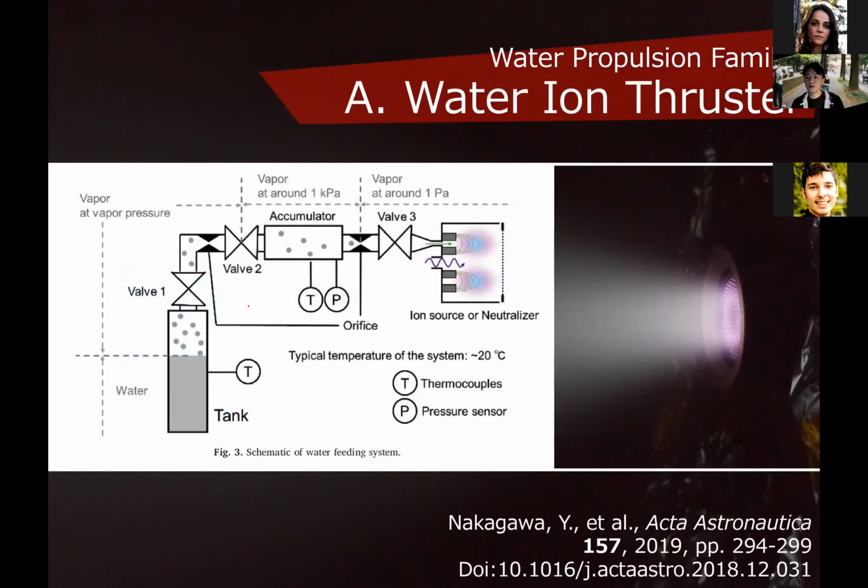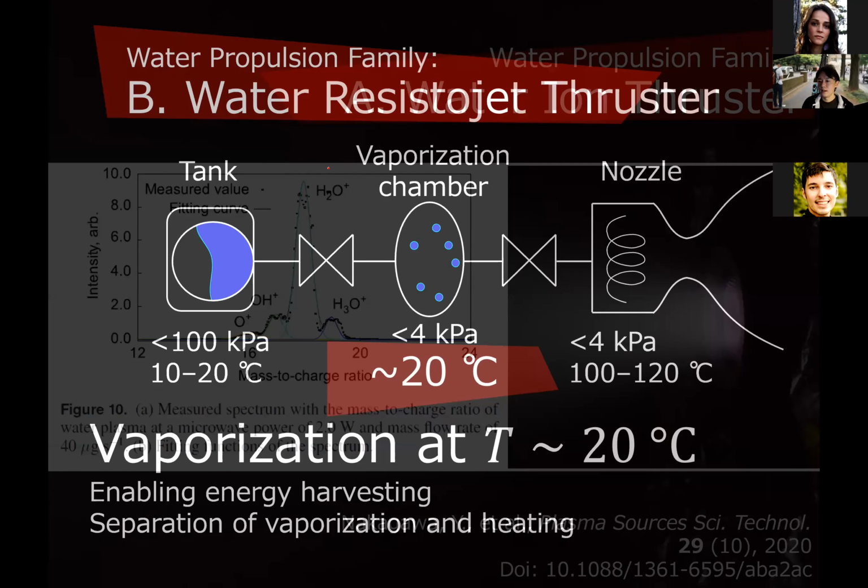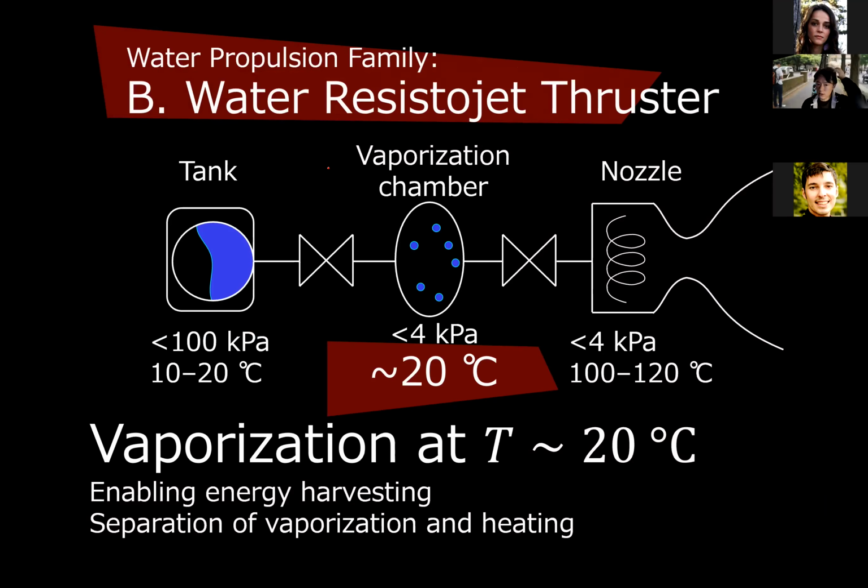So first, I want to talk about the water ion thruster. The operation is very simple. Instead of xenon, we are using water vapor, and its feeding is also very simple. By using saturated vapor, we can simply feed water to the thruster. And the plasma is a water plasma, and it includes H2O+, H3O+, OH+, or O+. But mainly H2O+ is dominant. And as to the water resistojet thruster, this is also very simple. We just eject water vapor.